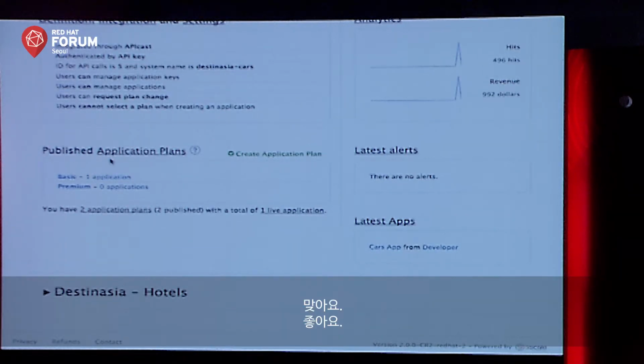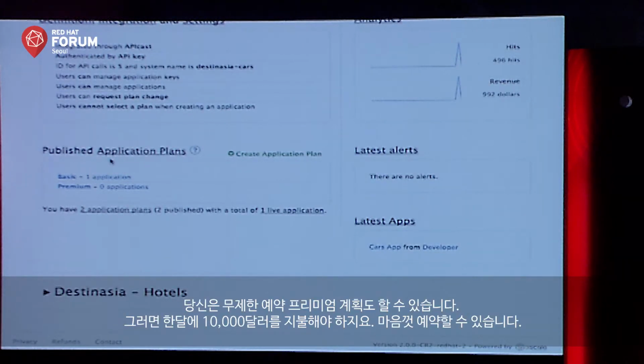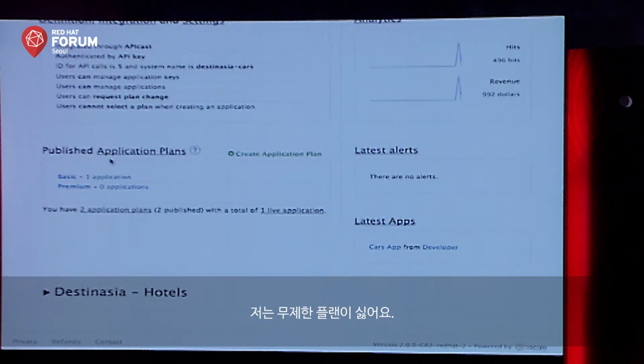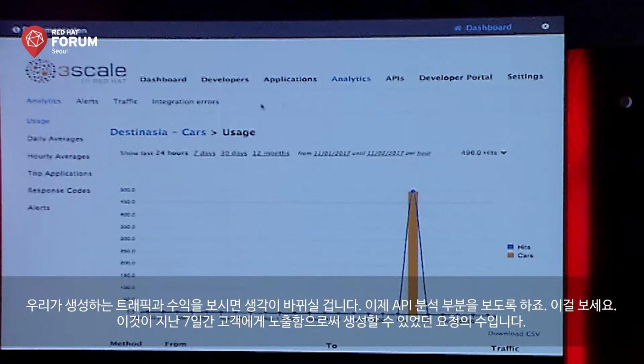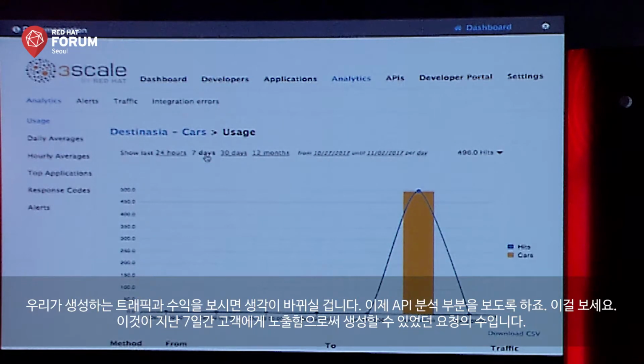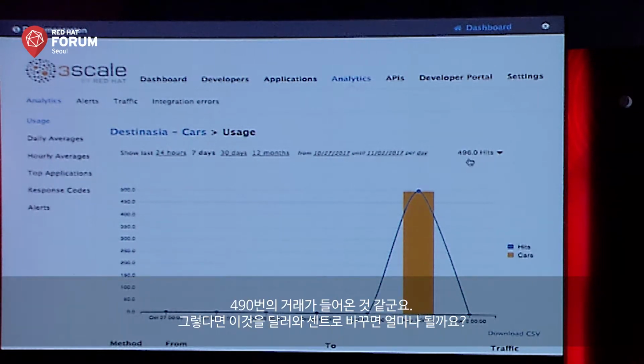That's right. Or you can even have like an unlimited bookings premium plan. You pay us $10,000 a month, all you can eat. No, I don't like unlimited plans. You don't like unlimited plans? Well, I think if you look at the sort of traffic we can generate and revenue you can make, you'll change your decision. So let's look at this section on API analytics and have a look at this. This is the amount of requests that we have been able to generate by exposing over the past 7 days, so like 496 transactions coming in.